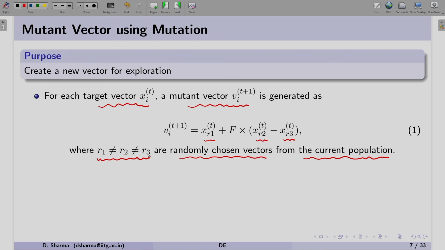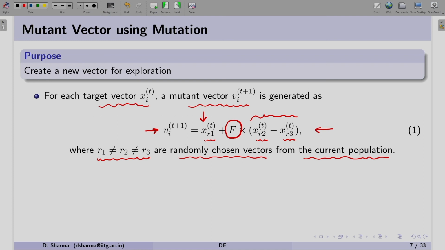Now, if we look at equation number 1 here, the second part represents the difference between the two vectors, that is multiplied by the scaling factor f, and finally we are adding this component to the first vector. These are the simple vector operations which are performed to generate the mutant vector Vit plus 1.